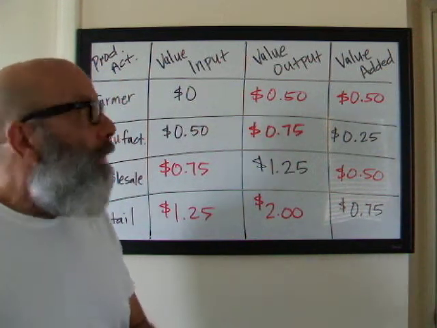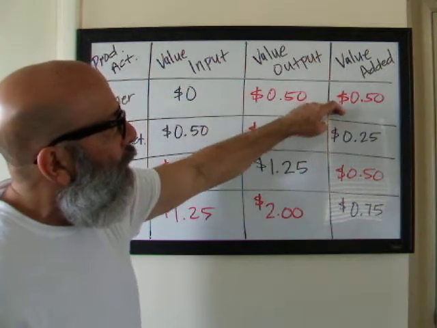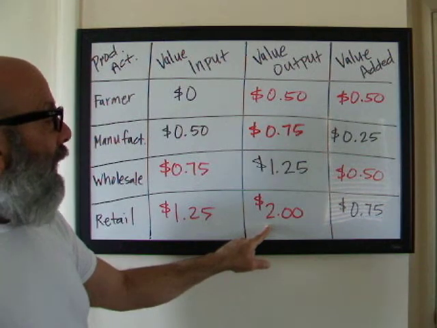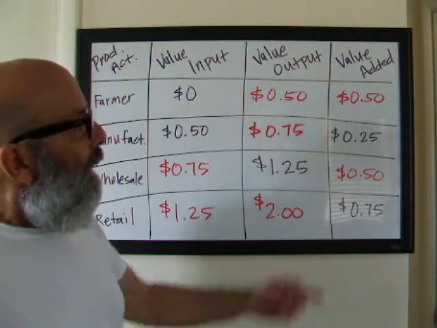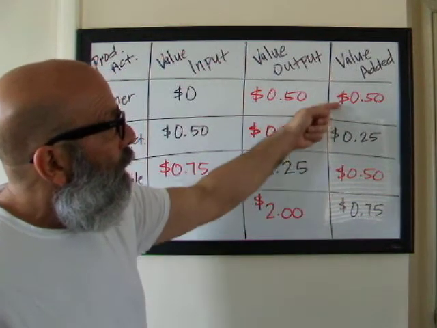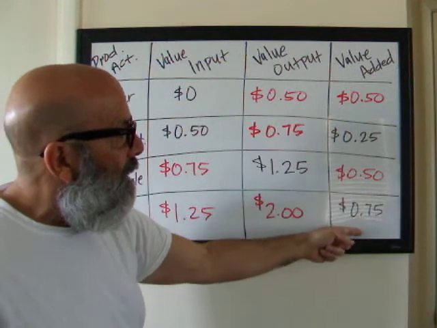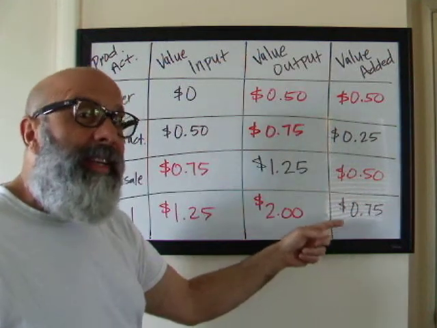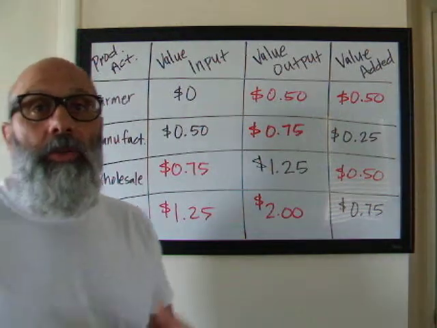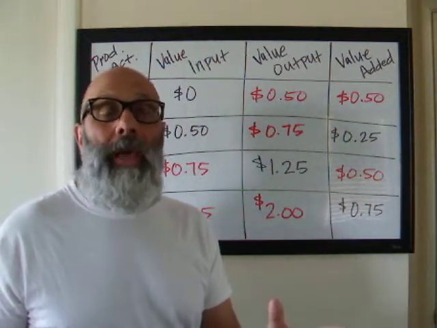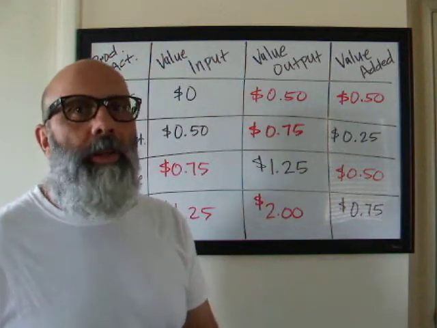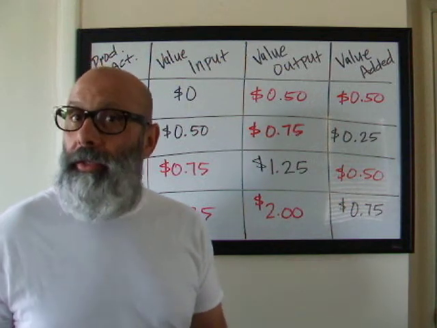Now here's the trick. If we add the value at each stage of production, it should equal the value of the output to the ultimate purchaser. Hey guys, if we sum this up, this equals $2. 50 cents, 25 cents, 50 cents, and 75 cents. That's the value that's added at each stage of production. What did the ultimate purchaser pay for it? $2. So this tells us that there was no double counting. It's going to tell us that for this avocado, the income and the output are going to equal each other because we've added the value at each stage of production.